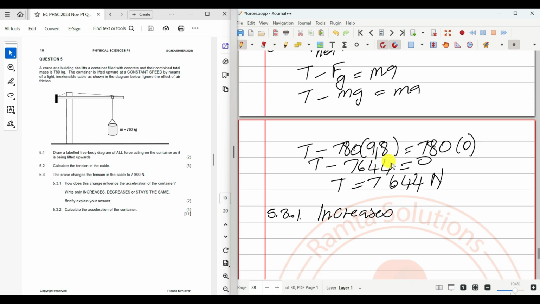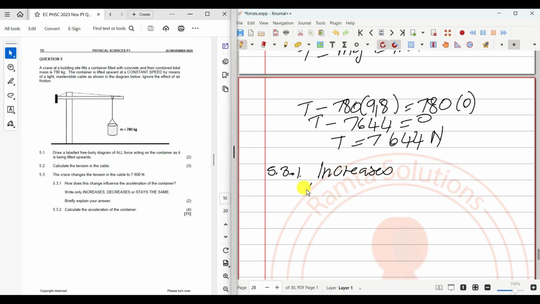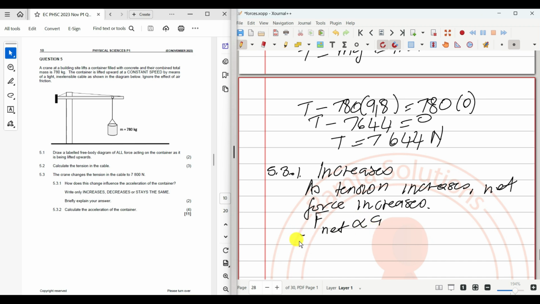Okay, why? As tension increases, net force increases, and net force is directly proportional to acceleration. Therefore, acceleration will increase. This is from Newton's second law of motion. Just like that.